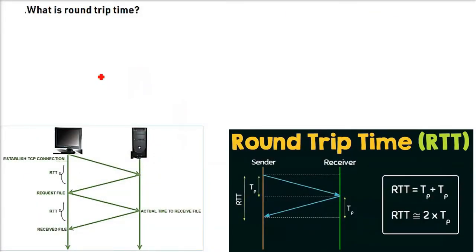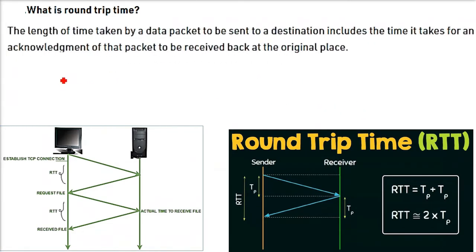What is a round trip time? RTT. This is basically a metric, a number. It is the length of time taken by a data packet to be sent to a destination. It includes two times: the time it takes for an acknowledgement of the packet to be received at the original place. You are sending and you are getting the acknowledgement. So the total time is called the round trip time. That is, if you are going somewhere and coming back, that is the round trip time.